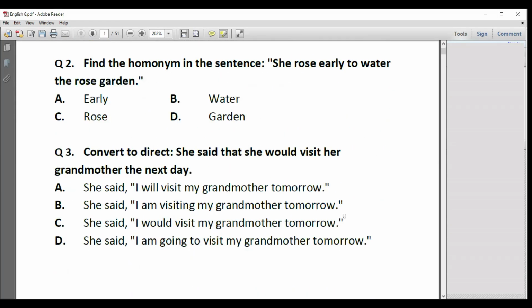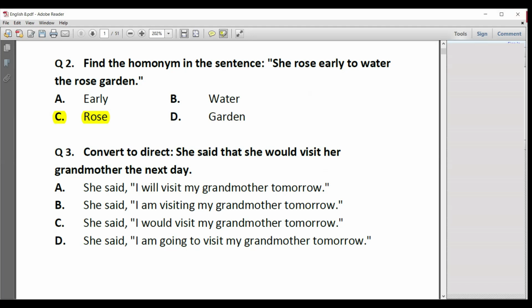Question 2. Find the homonym in the sentence, she rose early to water the rose garden. A homonym is a word that has the same spelling as well as the same pronunciation. Hence, amongst the option A, early, option B, water, option C, rose, and option D, garden, option C, rose, is the correct answer. Rose is used as a verb, as a past tense of rise, as well as a noun, that is a flower, making it a homonym.